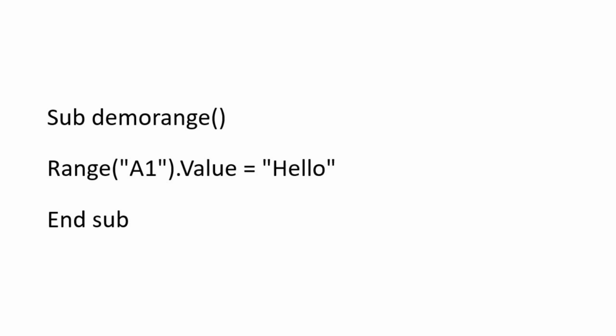Let's start by learning how to use Range. The easiest way to reference a cell is with the Range object. For example, let's write this: Sub DemoRange, Range("A1").Value = "Hello", and End Sub. Let's break it down this way. Range("A1") means go to cell A1. Then .Value means access the value stored in that cell. And finally, write Hello. This places the word Hello inside cell A1.